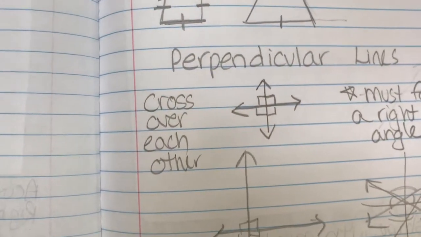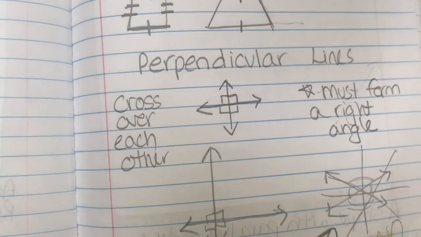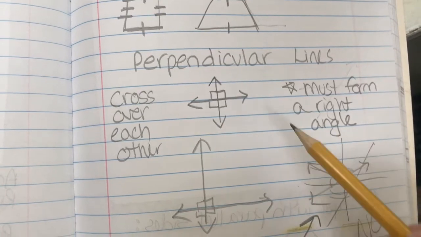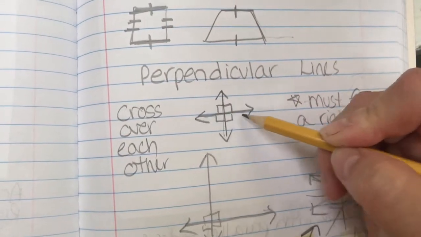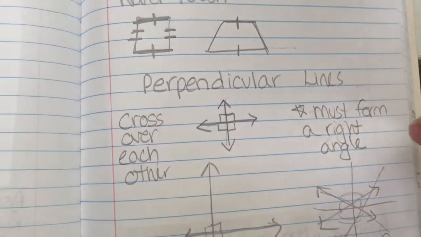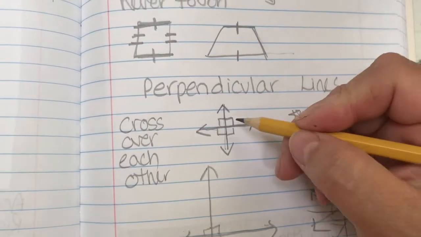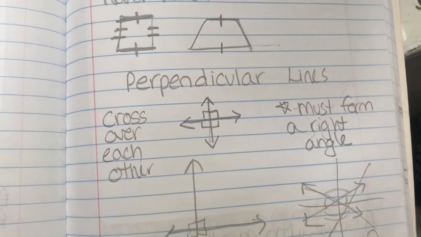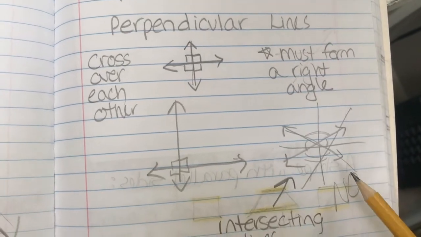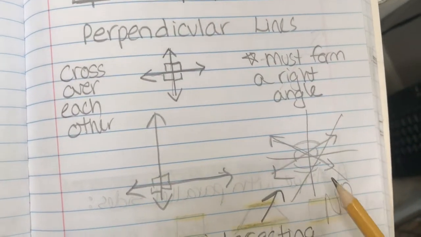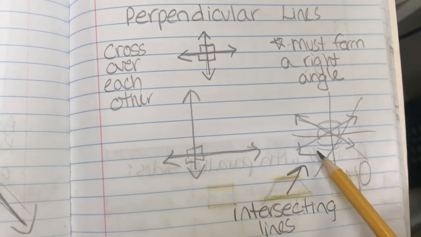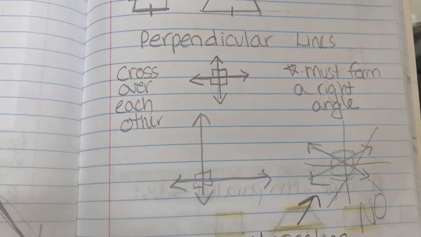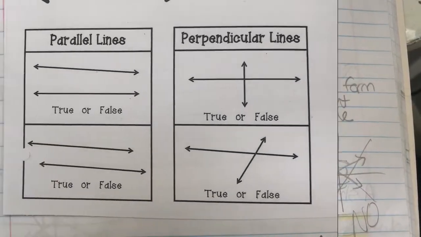Perpendicular lines are lines that cross over each other, and they must form a right angle to be considered perpendicular. So you must have a straight up and down, or if it is turned to the side, you might need to measure it with the corner of a paper to make sure that the corners are all 90 degrees to be called perpendicular lines. If they are not 90 degrees and they are smaller or bigger than a right angle, they would be called intersecting lines. So intersecting lines would have obtuse angles and acute angles in them, but perpendicular lines only have right angles in them. Here's a couple practice questions.